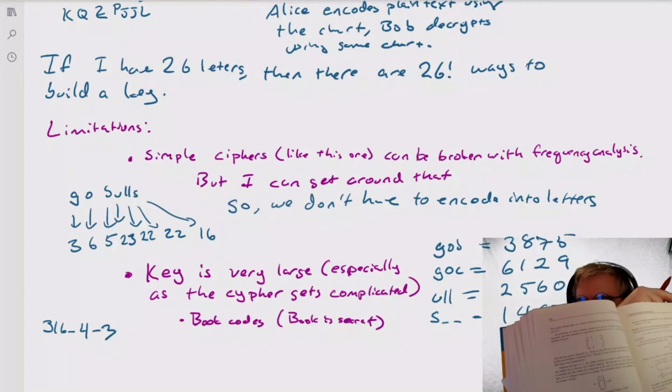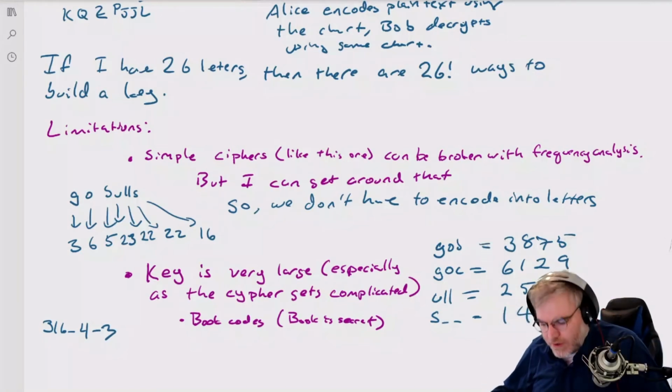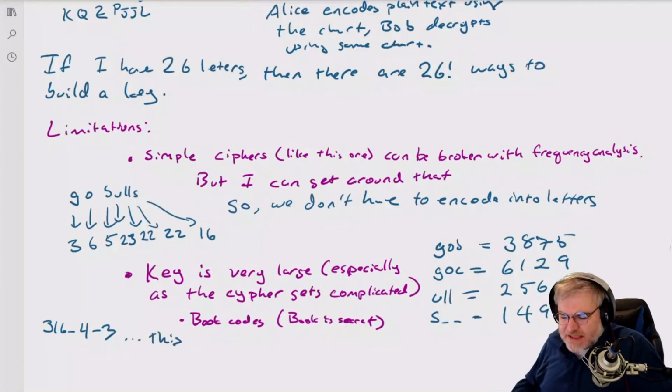So I would pull up my book. I go to page 316, go down to the fourth line, and go to the third word. So that would be page 316, 1, 2, 3, 4, 1, 2, 3. This would be the word "this". And this is a very sophisticated substitution cipher.